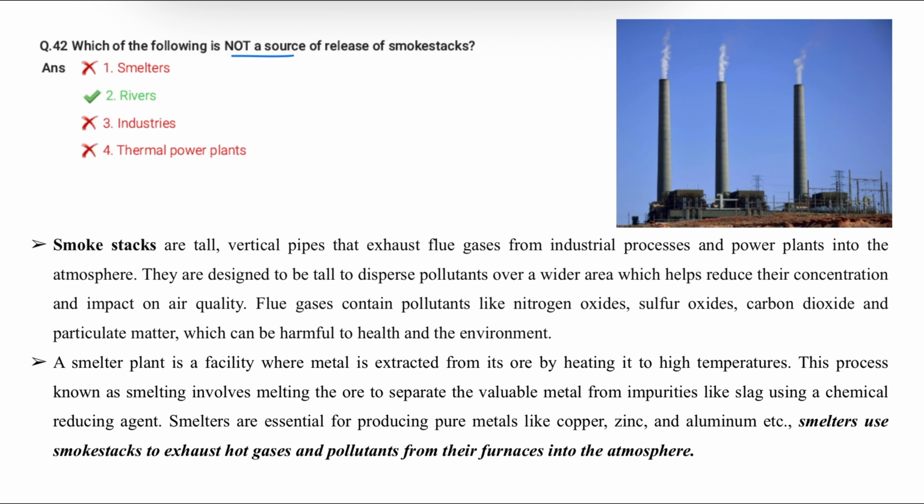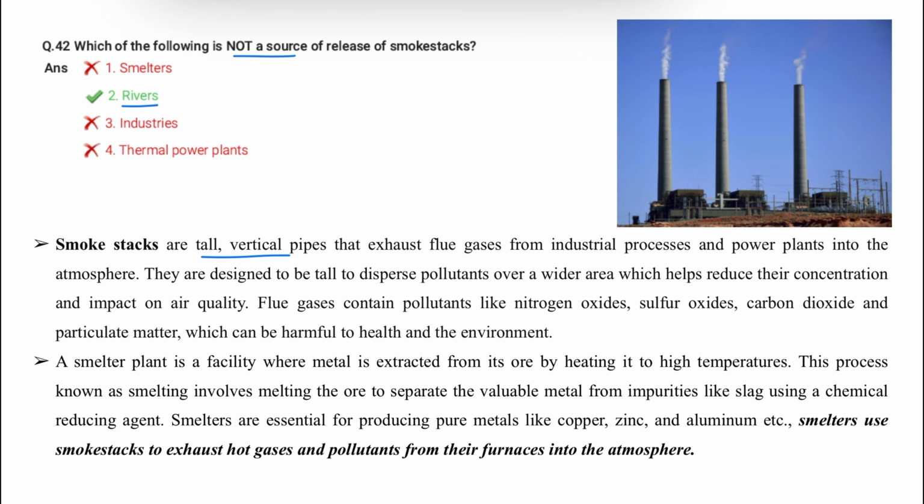Smokestacks are tall vertical pipes that exhaust flue gases from industrial processes and power plants into the atmosphere. They are designed to be tall to disperse pollutants over a wider area, which helps to reduce their concentration and impact on air quality. Flue gases contain pollutants like nitrogen oxides, sulfur oxides, carbon dioxide, and particulate matter, which can be harmful to health and the environment. So, correct answer here is reverse.